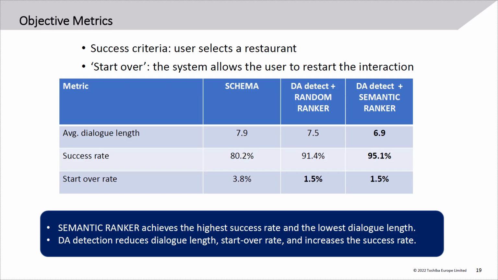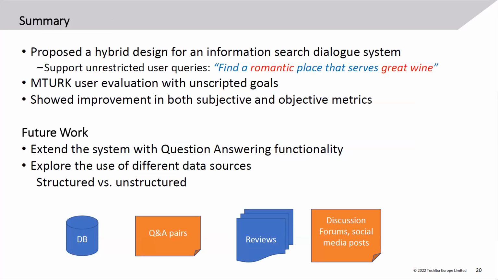So we think that this is because of the dialogue act detection. Even though the system doesn't present the user with a correctly matching restaurant, it still benefits from being able to detect the dialogue act of utterances that don't contain structured information.